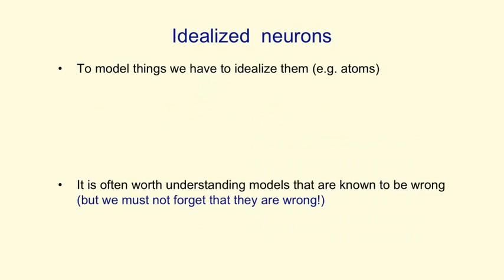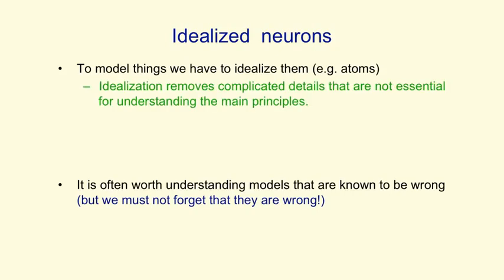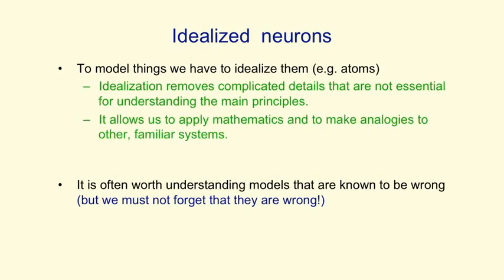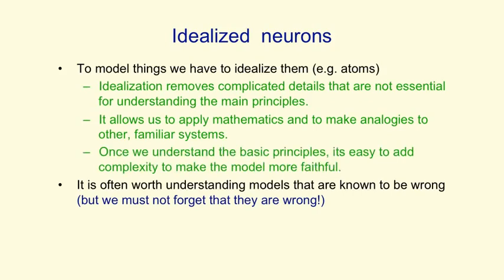In order to understand anything complicated, we have to idealize it. That is, we have to make simplifications that allow us to get a handle on how it might work. With atoms, for example, we simplify them as behaving like little solar systems. Idealization removes the complicated details that are not essential for understanding the main principles. It allows us to apply mathematics and to make analogies to other familiar systems. And once we understand the basic principles, it's easy to add complexity and make the model more faithful to reality. Of course, we have to be careful when we idealize something not to remove the thing that's giving it its main properties.